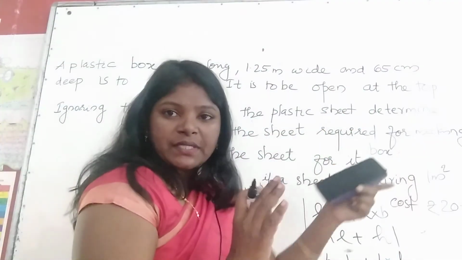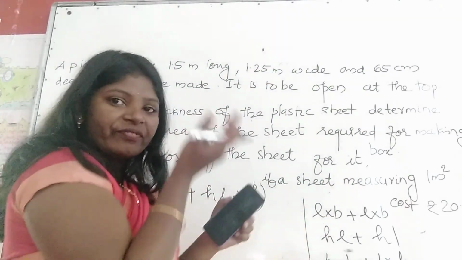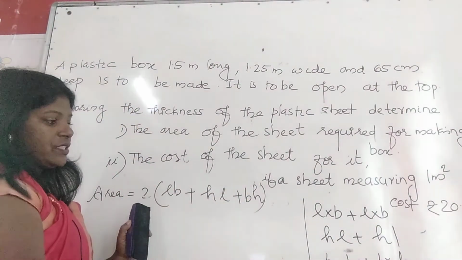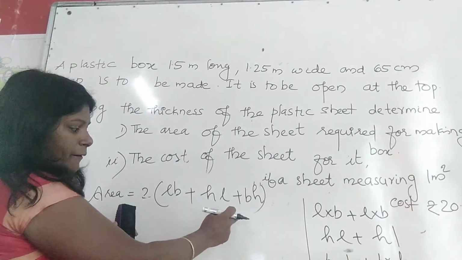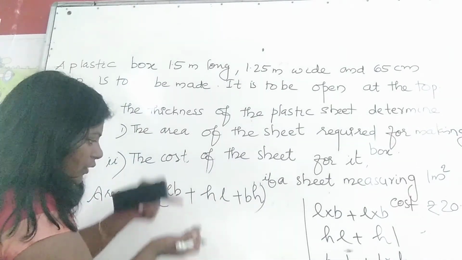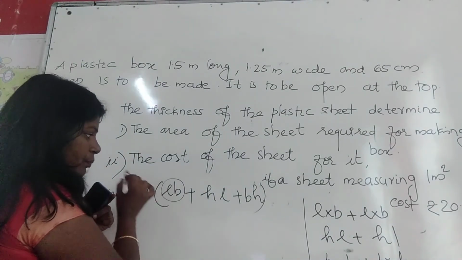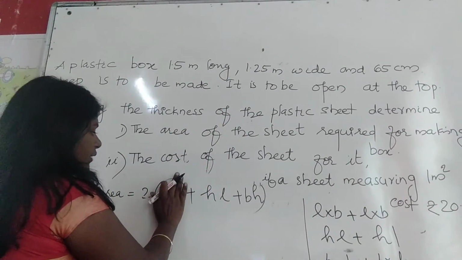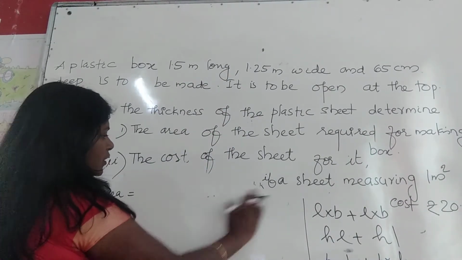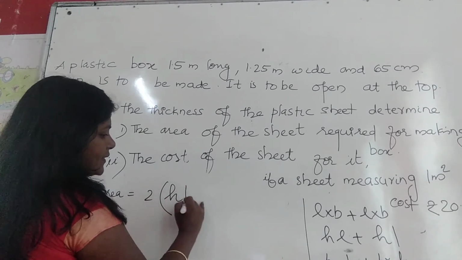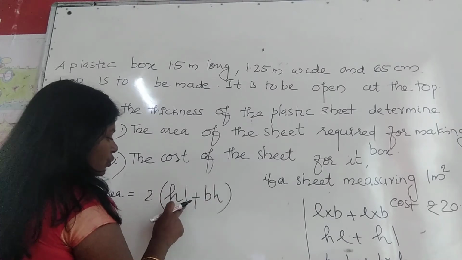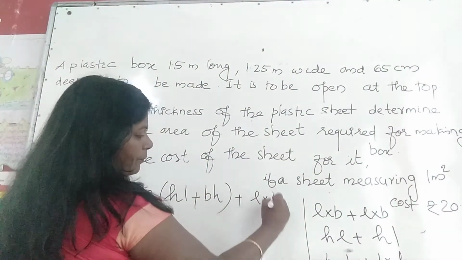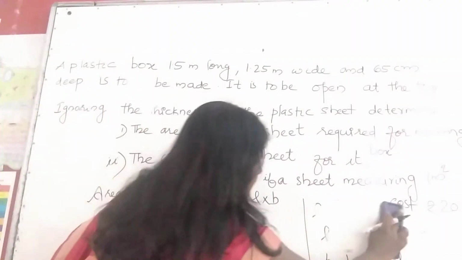The top face is open, that means we should not consider the top face. We can avoid one face from here. Which face, LB, HL or BH? The top and bottom. From these two L into B, we take one LB out because the top is open. So the equation will be 2 into (HL plus BH), there will be 2 HL faces and 2 BH faces, isn't it? Then the remaining one is L into B. Did you understand?